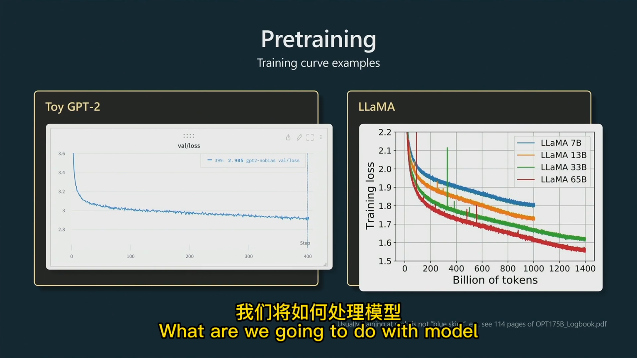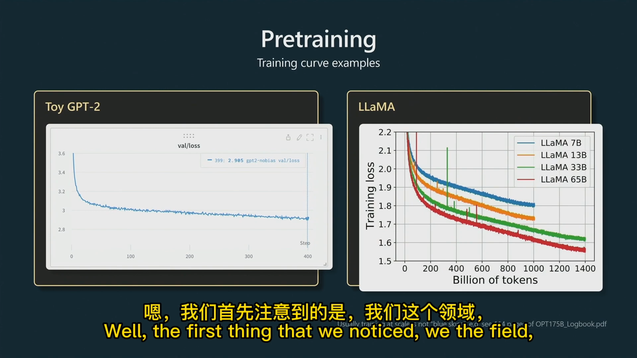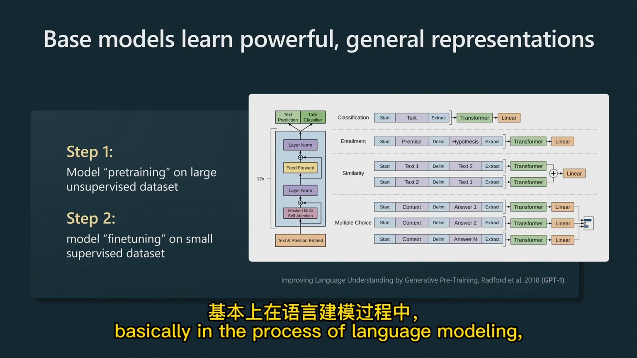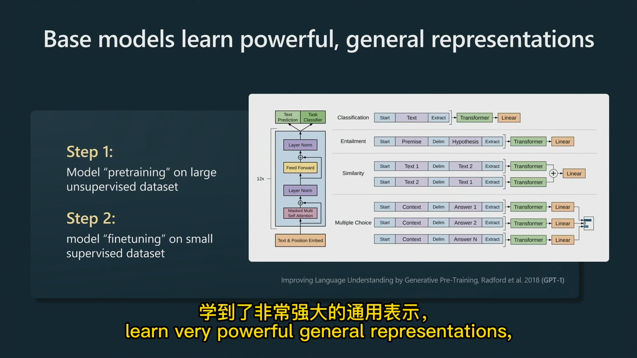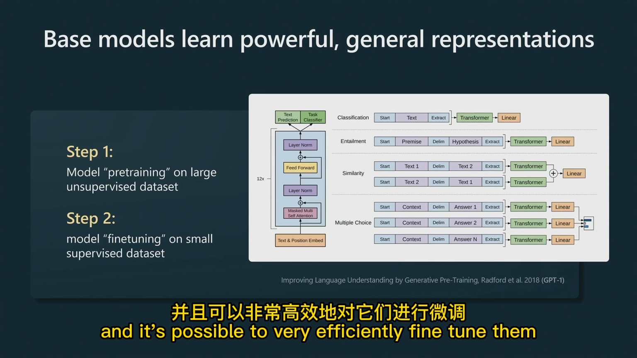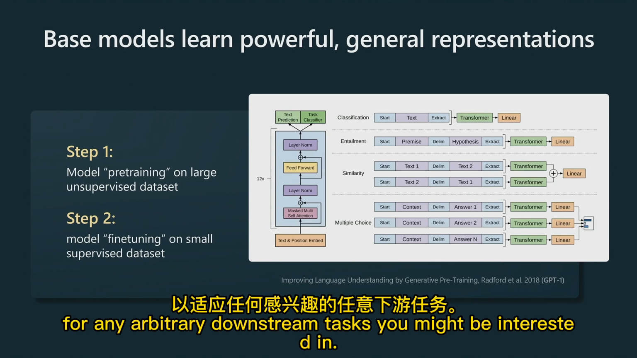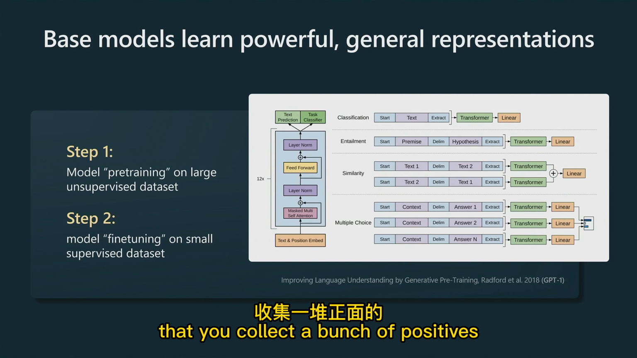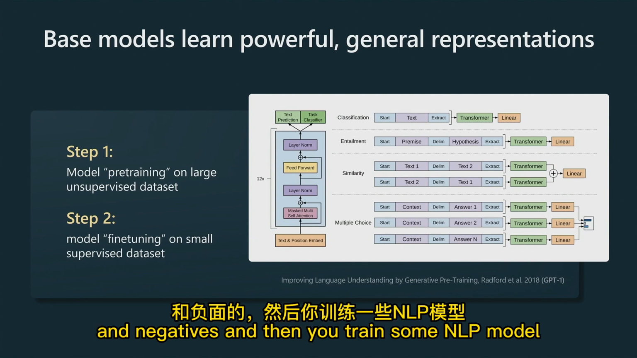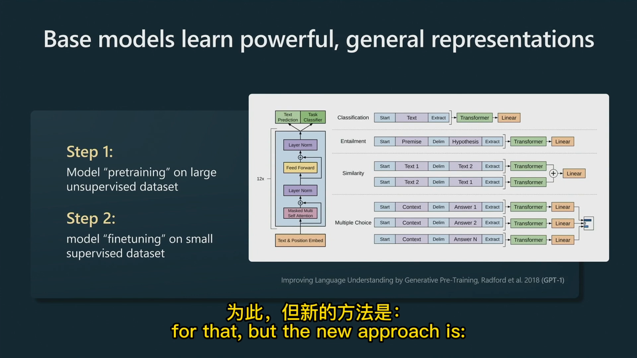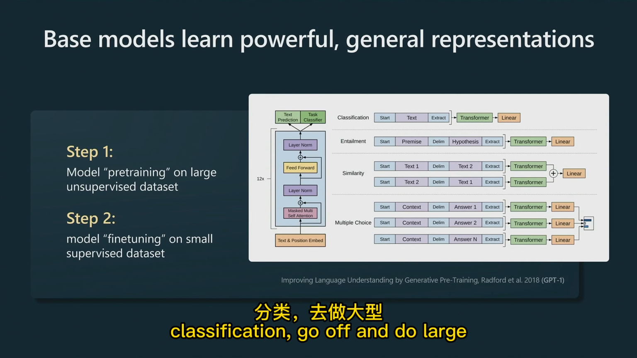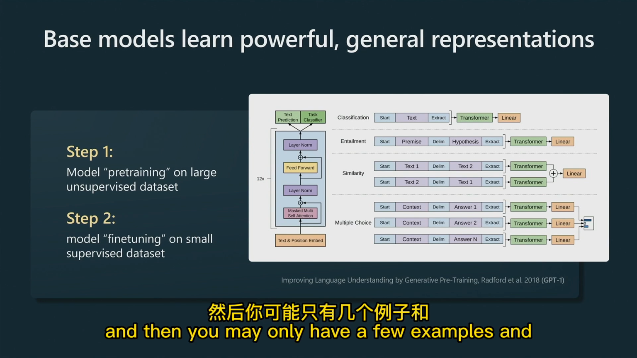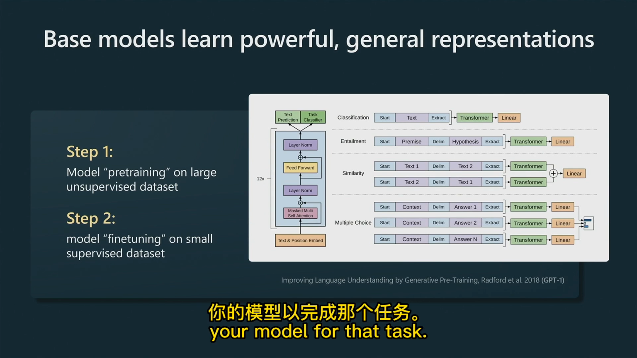Now, what are we going to do with this model once we've trained it after a month? The first thing that the field noticed is that these models, in the process of language modeling, learn very powerful general representations, and it's possible to very efficiently fine-tune them for any arbitrary downstream task you might be interested in. For example, if you're interested in sentiment classification, the approach used to be that you collect a bunch of positives and negatives, and then train some kind of NLP model for that. But the new approach is to ignore sentiment classification, go off and do large language model pre-training, train a large transformer, and then you may only have a few examples, and you can very efficiently fine-tune your model for that task.